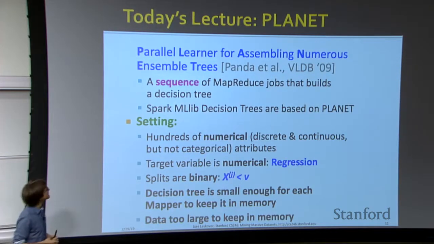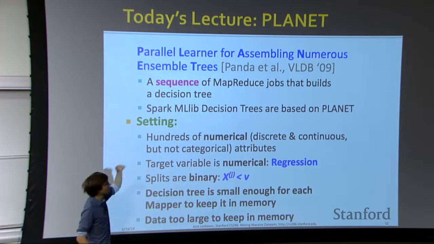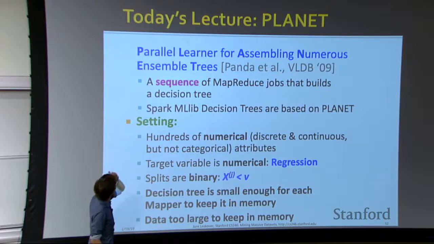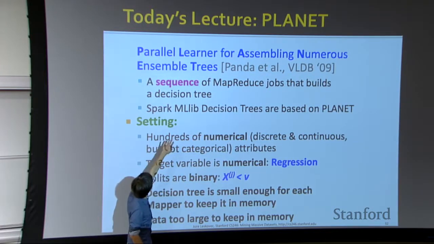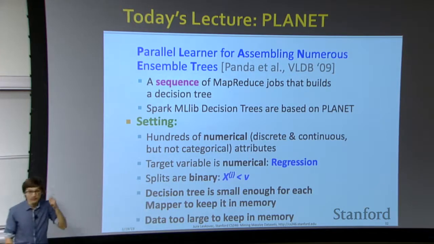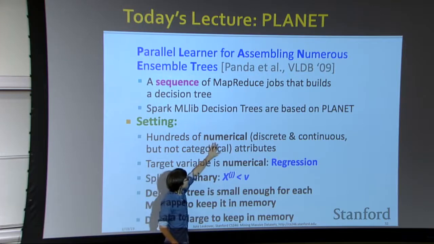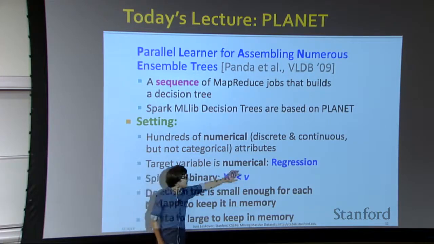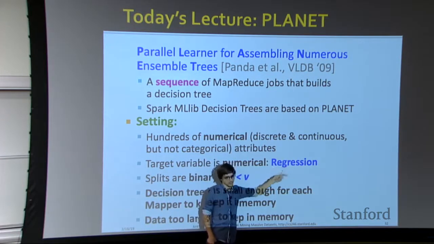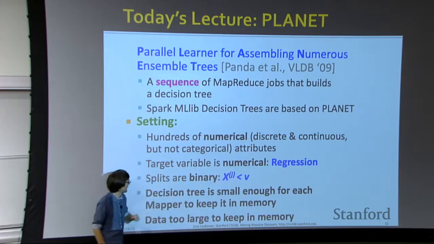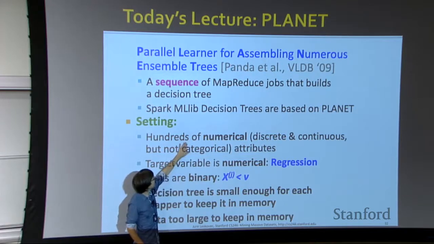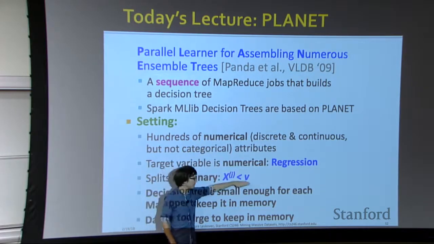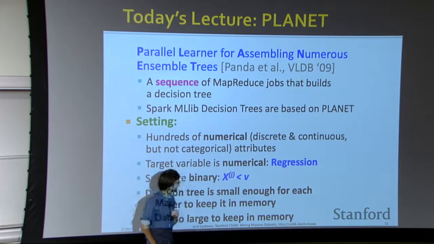The algorithm is called PLANET, which stands for Parallel Learner for Assembling Numerous Ensemble Trees, right? It's a sequence of MapReduce jobs that builds a decision tree, and it's implemented both on Hadoop in MapReduce, but also on Spark in MLlib, if you would like to use it. It can handle hundreds of numerical, meaning discrete and continuous, but not categorical attributes. The target variable is numerical, it's a regression, so it was used to predict the probability of a click, right? And the splits are binary, because we are assuming variables are numerical, so all we need to figure out is what value to split a given attribute on.